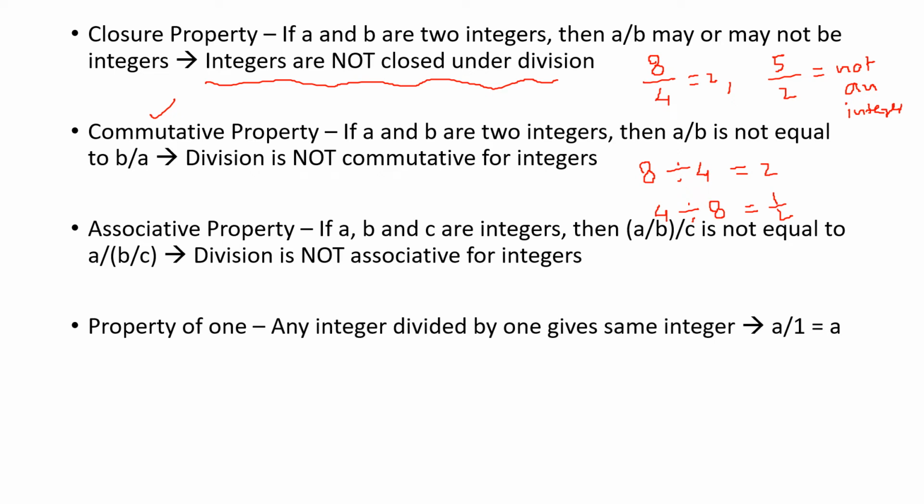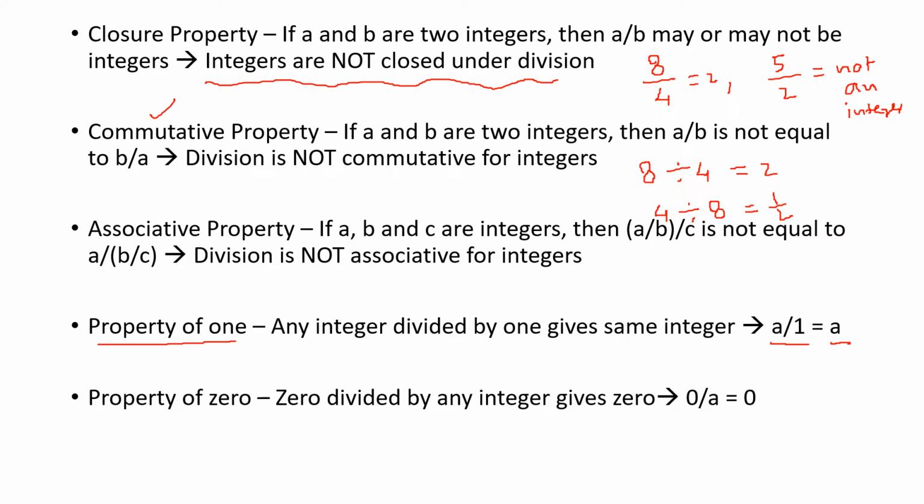Now, what is the property of 1? What will happen if you divide any integer by 1? The result will be the same integer. For example, if a is divided by 1, the answer will be a, right? So 1 has no effect. If you divide any integer by 1, the answer will be the same integer.